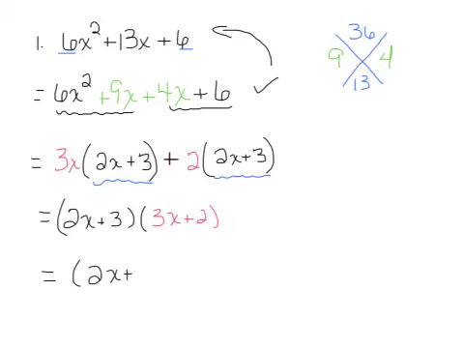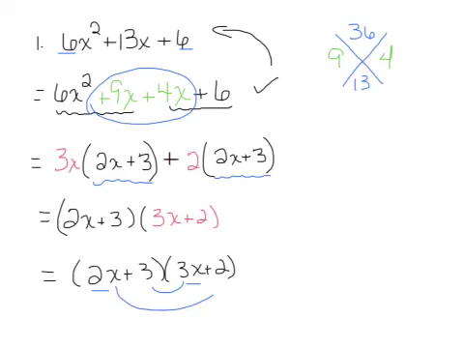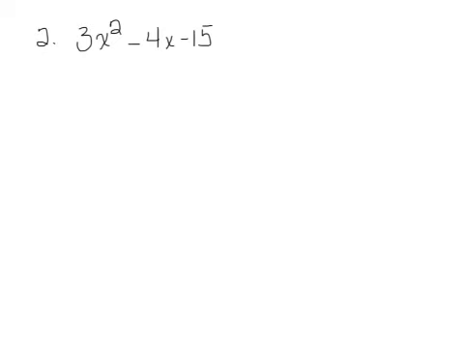So if we have 2x plus 3 times 3x plus 2 as our factors, we can check to make sure that it does equal 6x squared plus 13x plus 6. I can look at the first two terms, 2x times 3x, that gave me the 6x squared. My insides and my outsides give me 9x plus 4x, that gave me the 13x, and 3 times 2 as my last terms give me the 6, so I know that I factored it correctly.